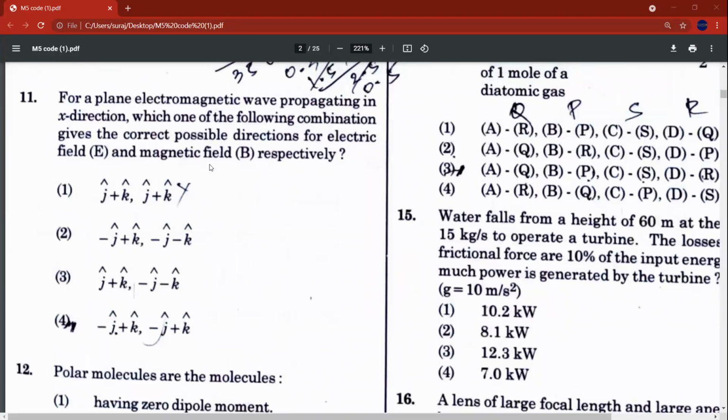Question number 11. A plane electromagnetic wave propagating in x direction. They are asking E and B. E and B should be perpendicular, so the dot product should be 0, since perpendicular means cos 90. So where is the dot product 0? Question number 11, in the second, the dot product is 0. See, minus 2, so this is 1 into minus 1, 1 minus 1. So it should be 0. Option 2 is correct.